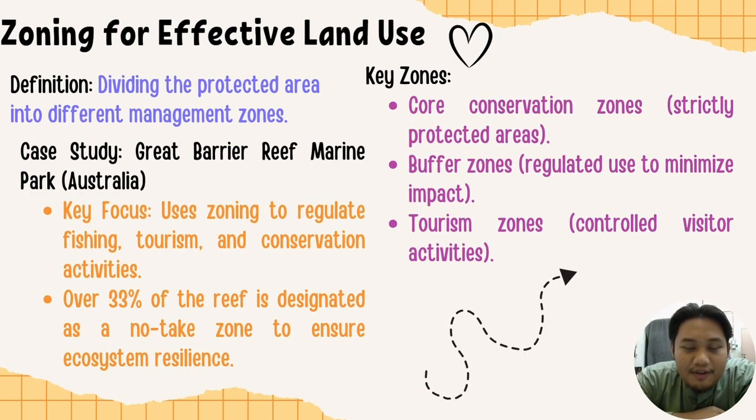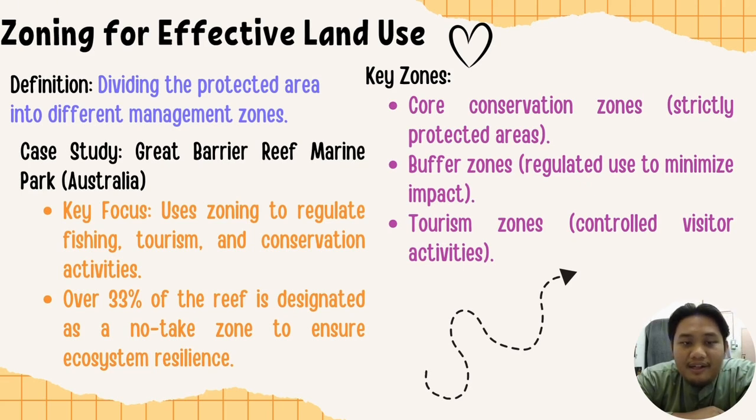Another key strategy for protected area management is zoning for effective land use, which involves dividing the protected area into different management zones. The key zones are the core conservation zone, which is a strictly protected area, buffer zones where use is regulated to minimize impact, and tourism zones where controlled visitor activities can be done.